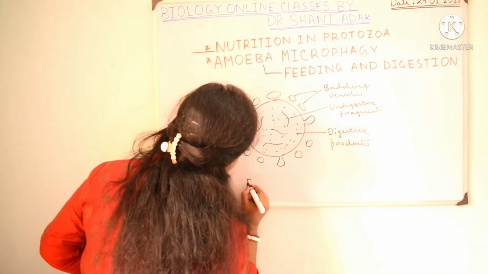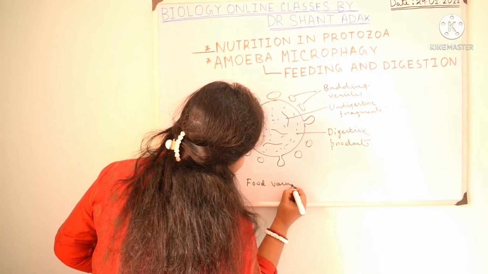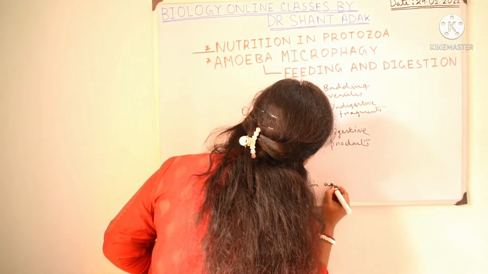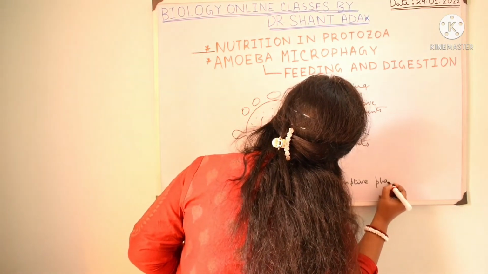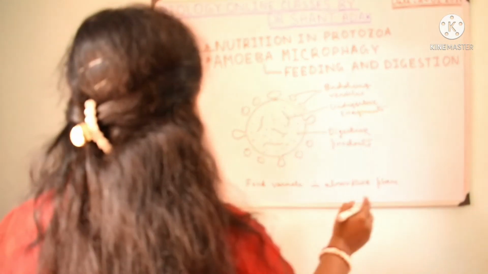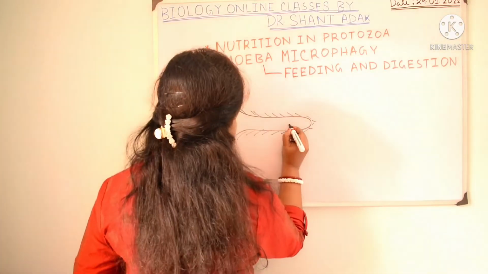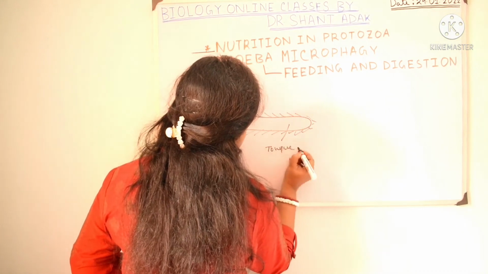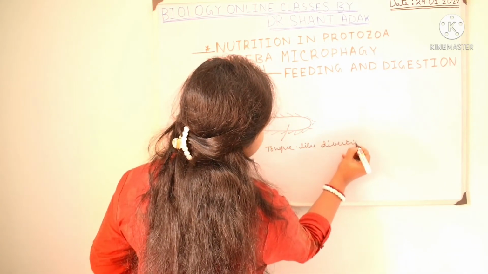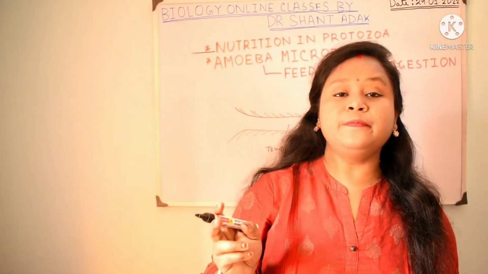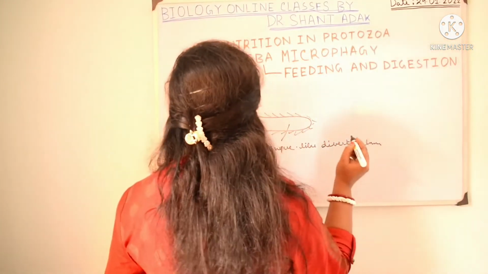This is food vacuole in absorptive phase, and this is a tongue-like diverticulum, representing the absorptive phenomenon.